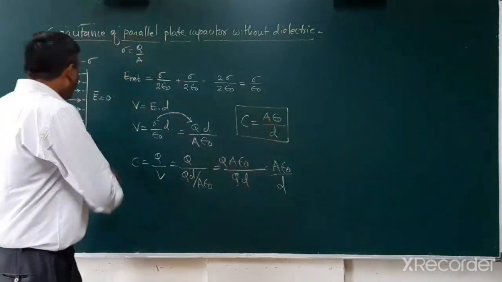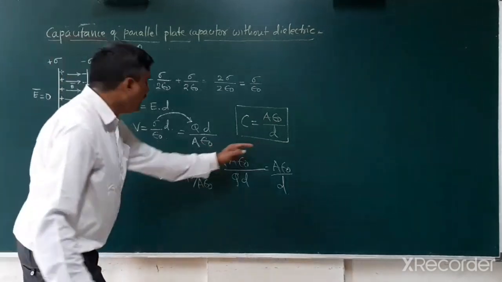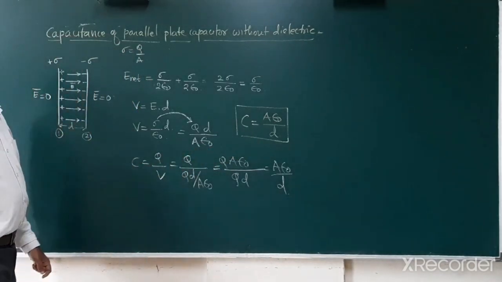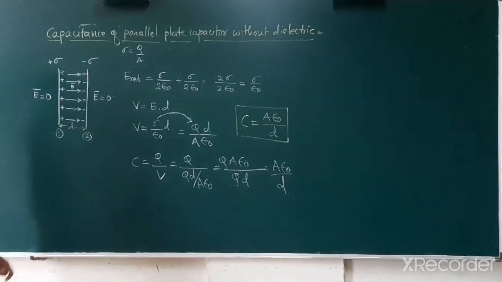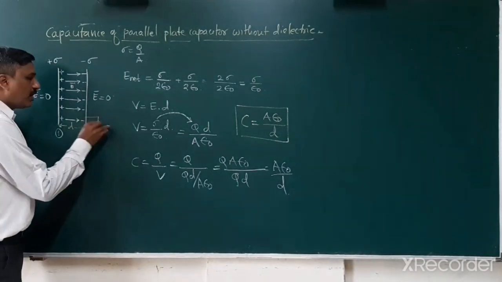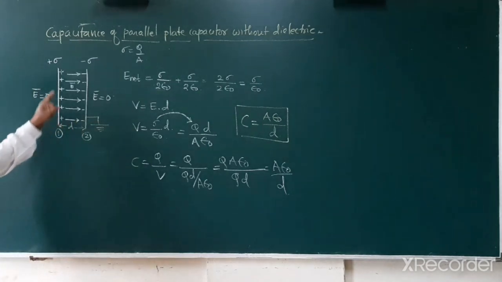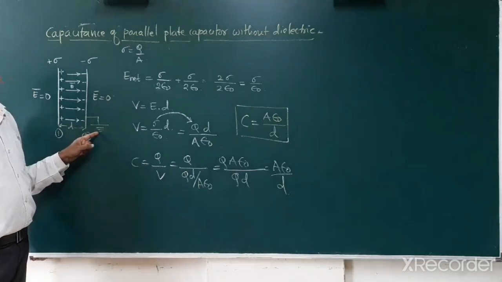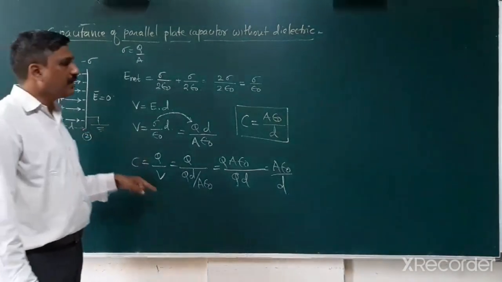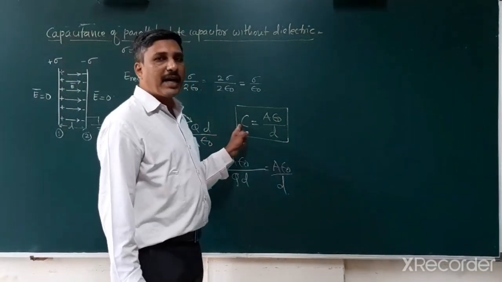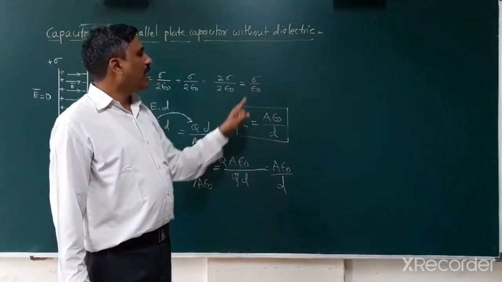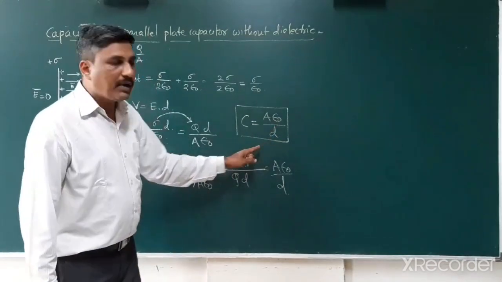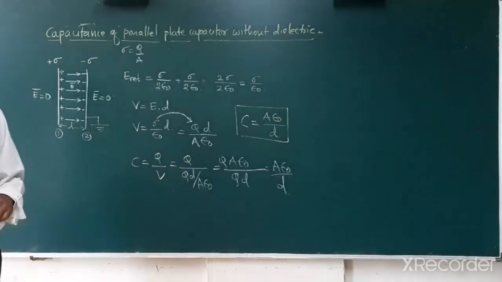A is the area of the plate. D is the distance between the two plates. Now it will be clear. One more thing is very important, the earthing, because the capacitor stores the charge at low potential. So the earthing is very necessary, which is remaining here. So the capacitance of a parallel plate capacitor without dielectric is given by C equals A epsilon 0 divided by D.